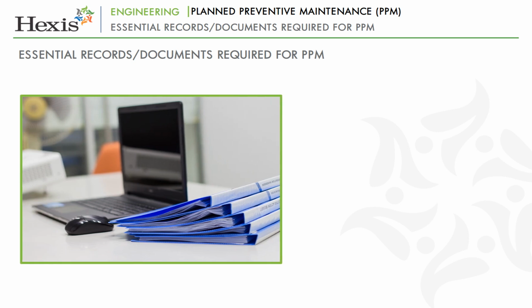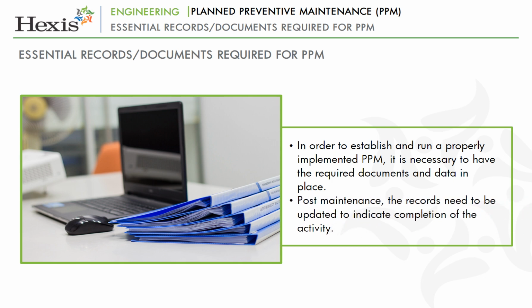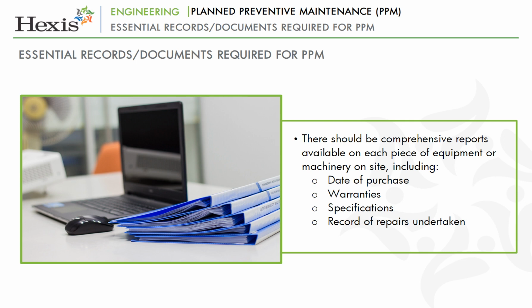Next, let's look at the essential records or documents required for PPM. In order to establish and run a properly implemented PPM, it is always necessary to have the required documents and data in place to ensure maintenance is undertaken timely and in accordance with the correct procedures. Post-maintenance, the records need to be updated to indicate completion of the activity. There should be comprehensive reports available on each piece of equipment or machinery on site, including the date of purchase, warranties, specifications, record of repairs undertaken, maintenance contracts, etc.